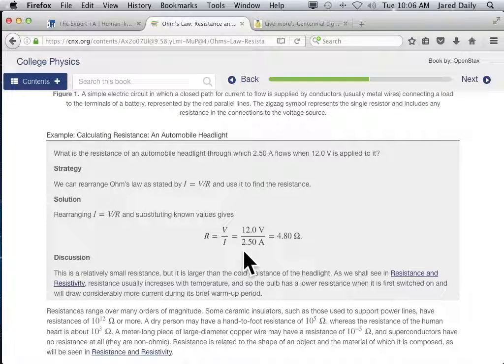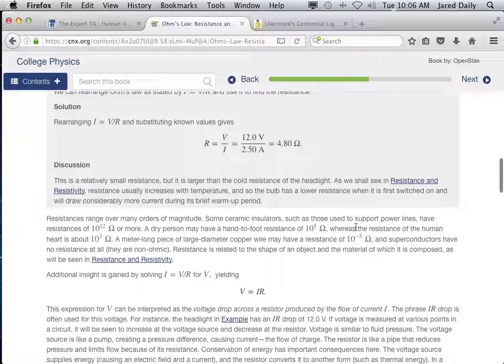So it'll be 12 volts divided by 2.5 amps. In this configuration of the equation, we get 4.8 ohms for that resistor, and that's pretty normal. Most resistors that end up being light bulbs are not a very high resistance. 4.8 ohms is pretty low resistance.